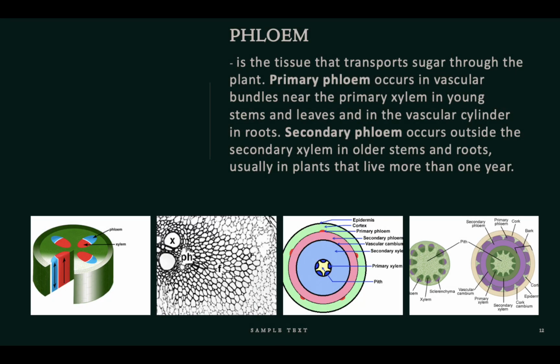Phloem is the tissue that transports sugar through the plant. Primary phloem occurs in vascular bundles near the primary xylem in young stems and leaves, and in the vascular cylinder in roots. Secondary phloem occurs outside the secondary xylem in older stems and roots, usually in plants that live more than 1 year.